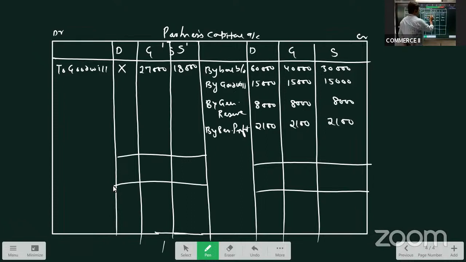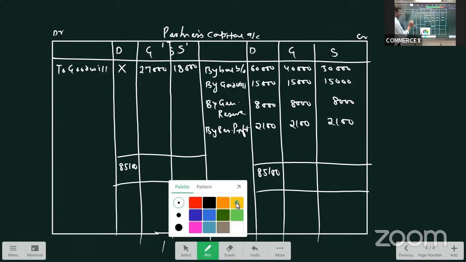60 plus 15, 75, 75 plus 8, 83, 85,100 is the total on the credit side. See once again, 60, 75, 83, 85, 100, 85,100. I always tell, whoever is retiring, you first close his account. Who is retiring? Dravid. So now Dravid is to be paid how much?